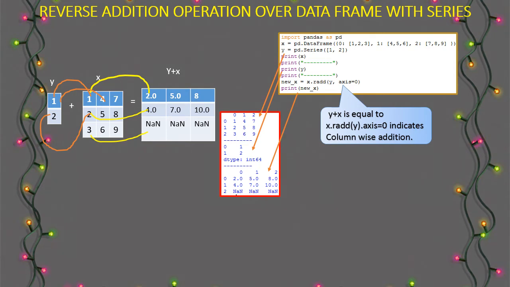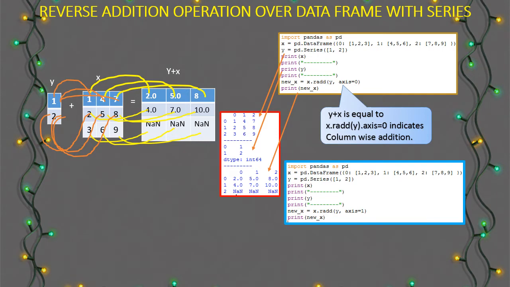Likewise, the series value will be added with the second column of x. 1 plus 4 is 5, and 2 plus 5 is 7, and for 6 there is no more value, so Not a Number is displayed. And likewise, the y values will be added with the third column of x. 1 plus 7 is 8, 2 plus 8 is 10, and there is no more value for 9, so it returns Not a Number.